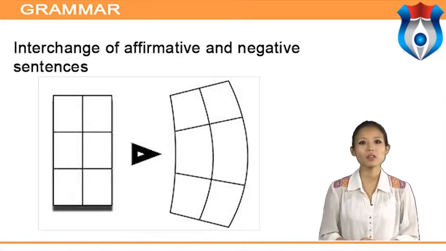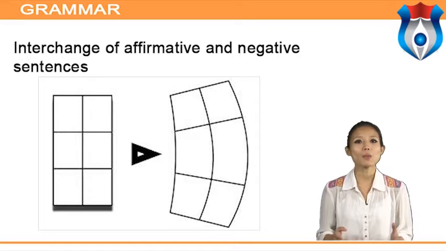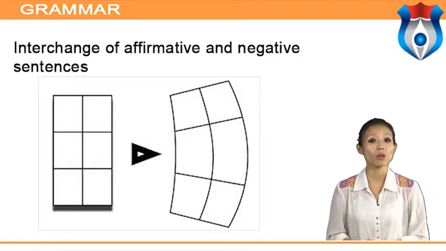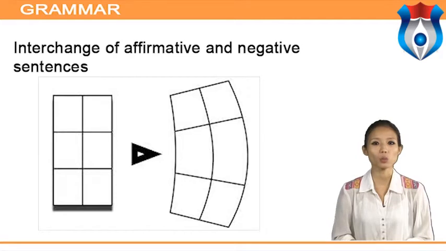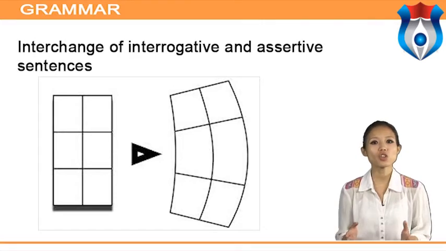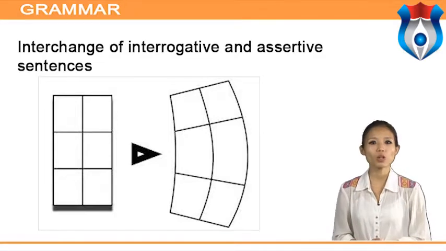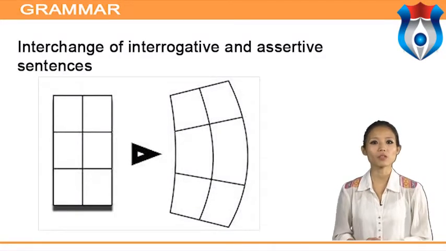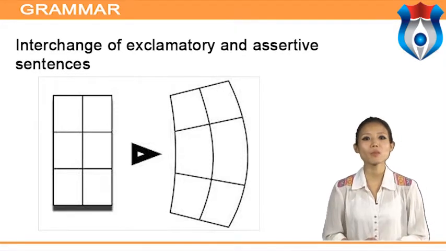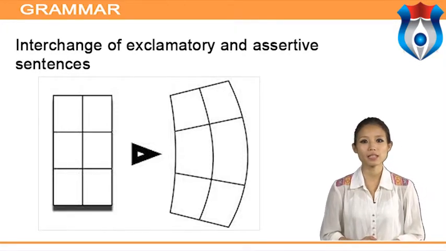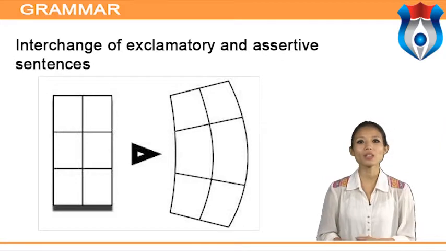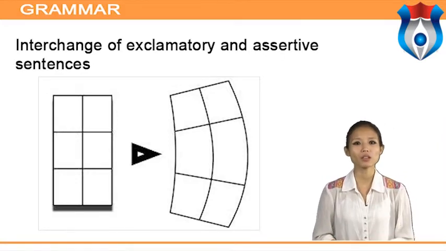Interchange of affirmative and negative sentences. I was doubtful whether it was you, affirmative. I was not sure that it was you, negative. Interchange of interrogative and assertive sentences. When can their glory fade? Interrogative. Their glory can never fade. Assertive. Interchange of exclamatory and assertive sentences. If only I were young again. Exclamatory. I wish I were young again. Assertive.